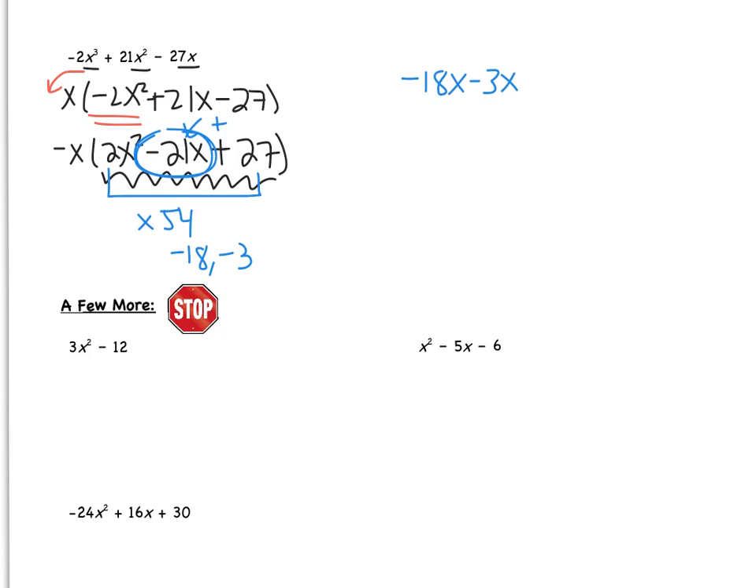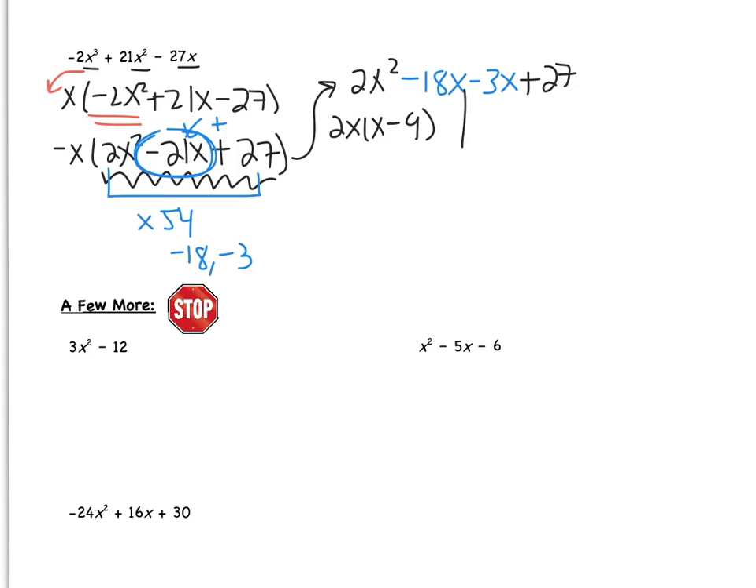Now we need to remember, or to verify, is it true that negative 18x minus 3x gives us negative 21x? Well, yes, it does. That means we're on the right track. First term stays the same, and last term stays the same. Splitting down the middle. On the left side, out of my two terms, I can take out a 2x. I'm left with x minus 9.